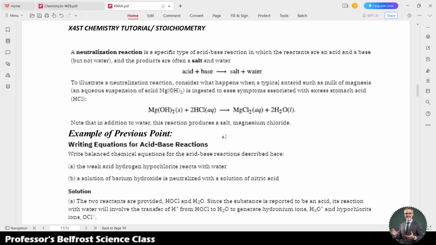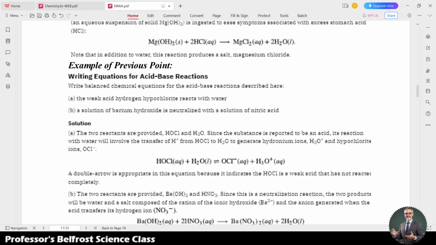So, what is a neutralization reaction? A neutralization reaction is a specific type of acid-base reaction in which the reactants are an acid and a base, but not water, and the products are often a salt and water. So, acid plus base reacts to make salt and water. For example, we have milk of magnesia, which is an aqueous suspension of solid Mg(OH)2, and when it reacts with hydrochloric acid from our digestive juice, I mean the stomach acid, it will produce MgCl2 and two molecules of water.